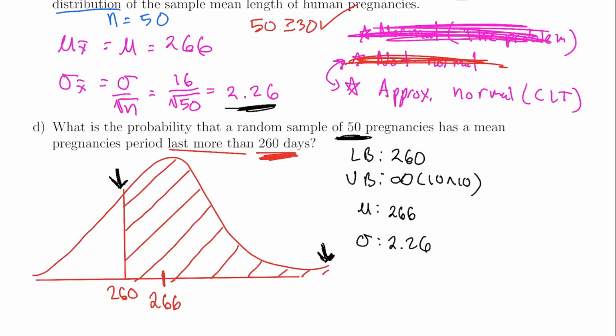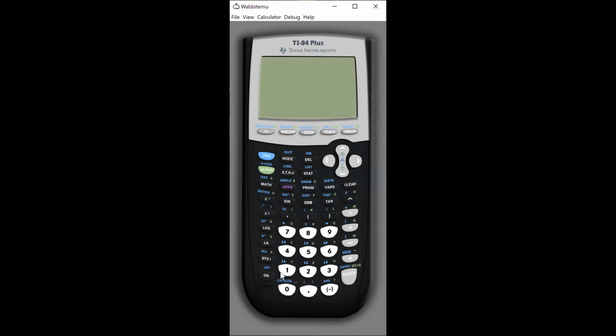All right, so I'm going to transition over to my TI-84 and work this out. We'll press second, VARS, and choose number 2 to select normalcdf. We put the lower bound, 260. The upper bound was 10 to the 10 power, so I can just leave that as is. Mu is 266. And lastly, sigma is 2.26.